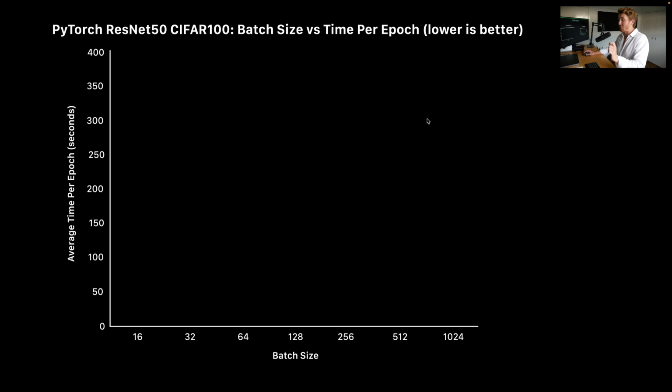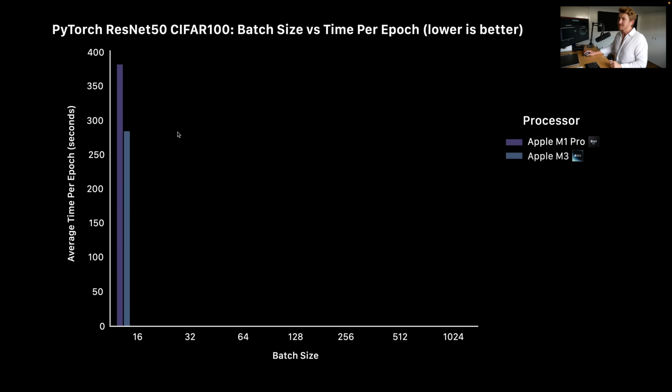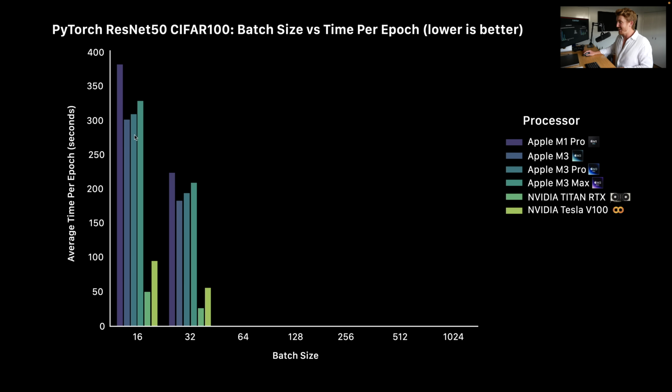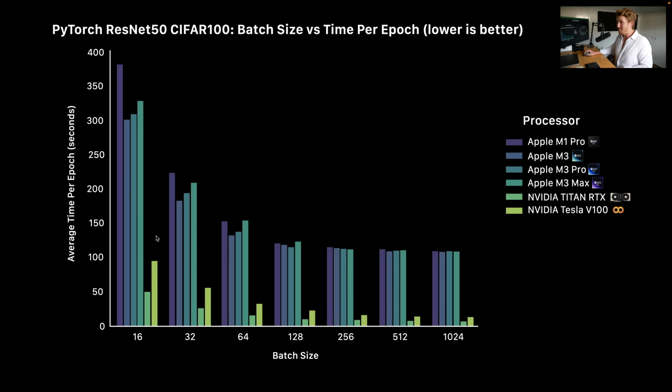But without any further ado, let's get into some results. We have, first up, PyTorch ResNet50 CIFAR100, batch size versus time per epoch. Lower is better. Let's see how all of these machines went. Oh, there we go, out front with the M1 Pro. Then we have the M3, and the M3 Pro, M3 Max.